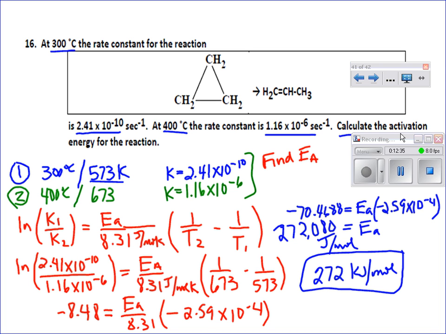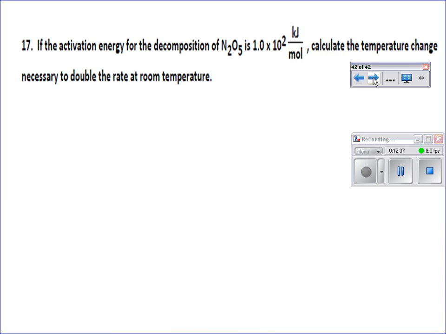Okay, let's go on to the next problem. If the activation energy for the decomposition of N2O5 is 1.0 times 10 to the second kilojoules per mole, calculate the temperature change necessary to double the rate at room temperature. So we're starting out at a room temp. If you don't know what room temp is, that's going to be 25 degrees Celsius, not unlike my classroom, which is more like 85 degrees Celsius. So that's going to be 298 K.